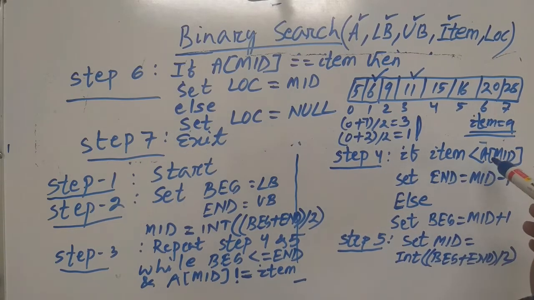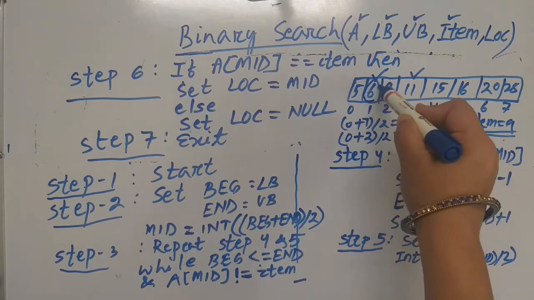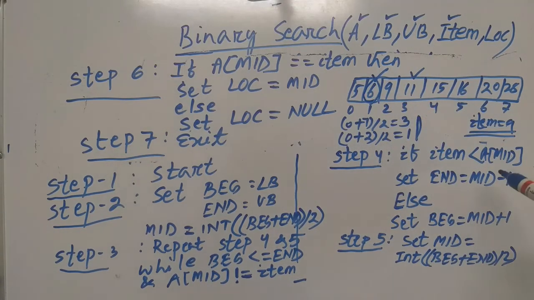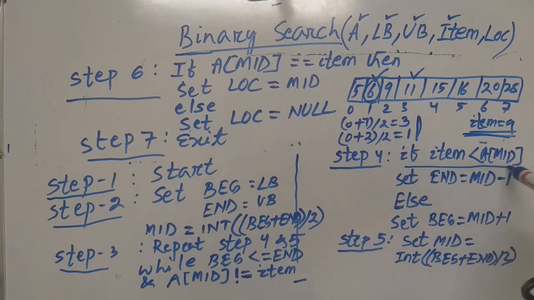If the item is less than a mid, here now the mid position is 6. That means the item is not less than the mid value. The item is 9, so it is not less than the mid value. So the if part is not satisfied now. We are going to the else part, so in the else part, begin equals mid plus 1.